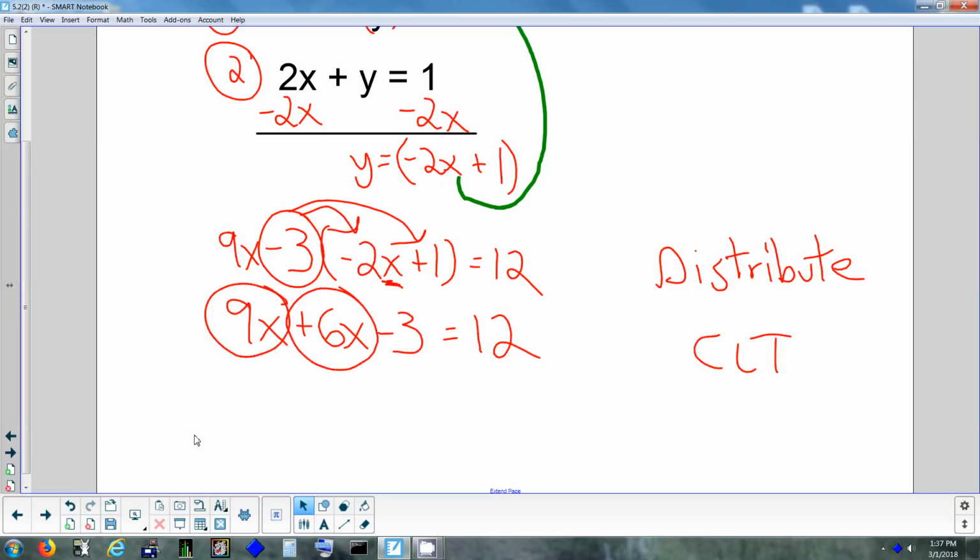When I do that, what do I get? 15x. Positive, right? Don't forget the sign to the left goes with it. You gotta make sure you take that with you. 15x. What about the negative 3? Bring it down. Bring everything else down, right? Don't jump ahead, Josiah. Don't jump ahead. All right.